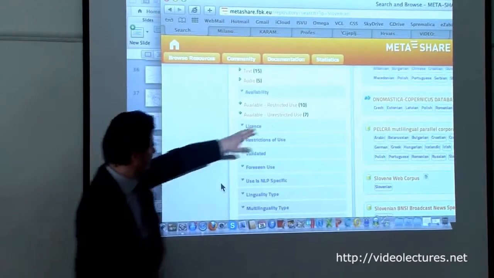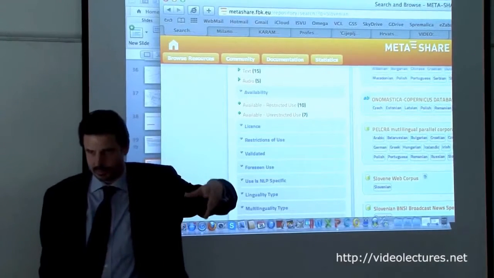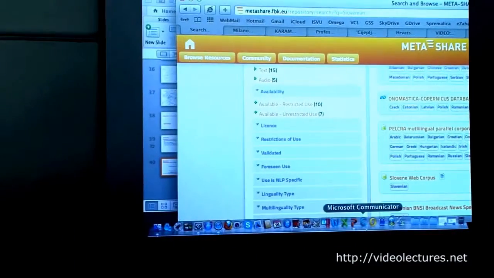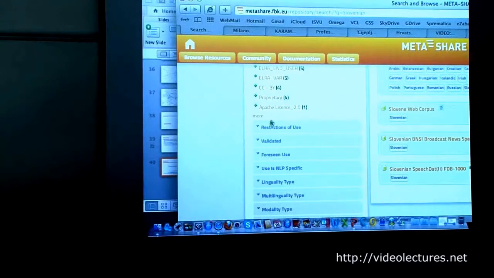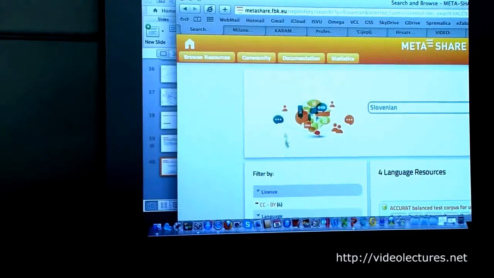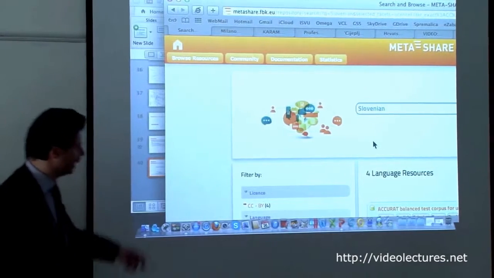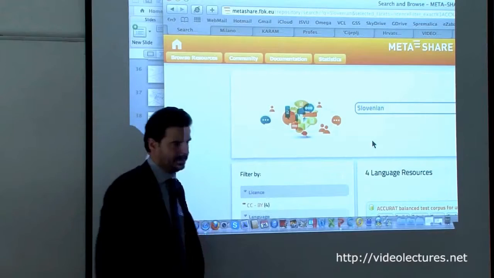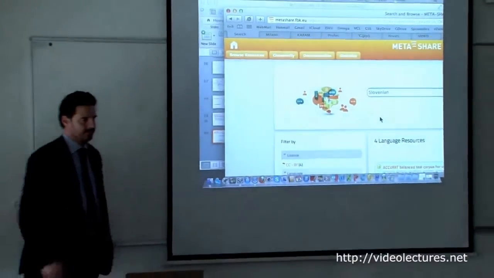So some of them have unrestricted use, some are restricted use. Restricted use means that probably it's only for non-commercial purposes, for research purposes, and so on. Okay, and you have different licensing mechanisms. So these are all facets. So if I say, okay, CC BY, that means I will narrow down my list to only 4 resources, so that these are Slovenian resources that are covered by this license. Okay, so each of these filters can be used freely as much as you want.